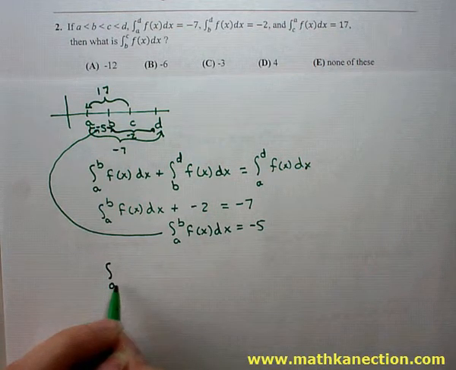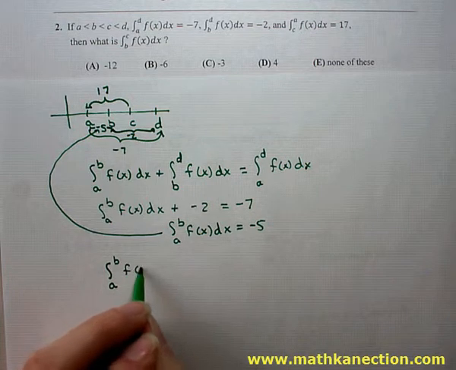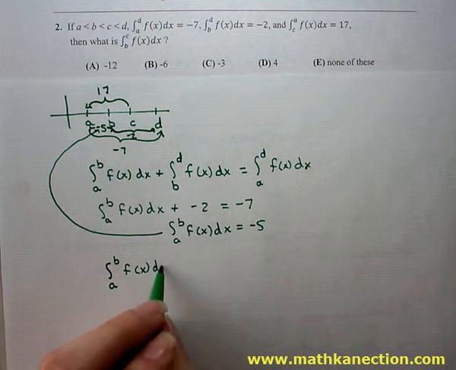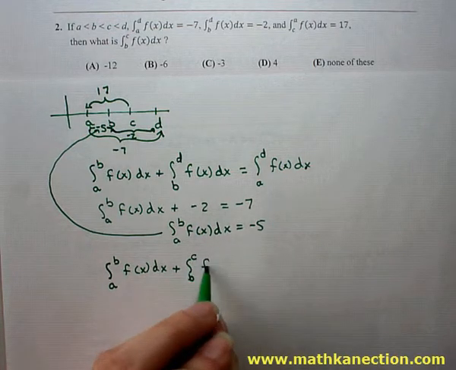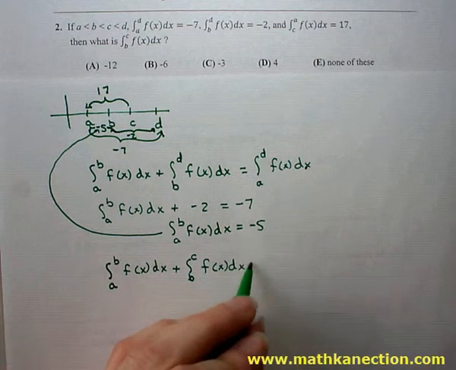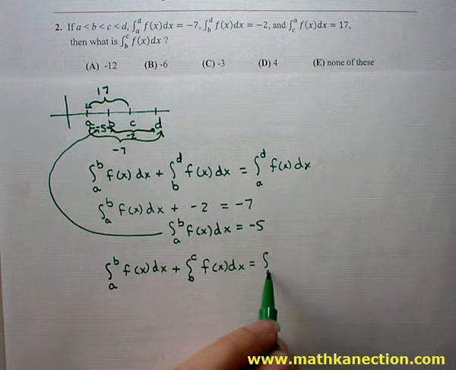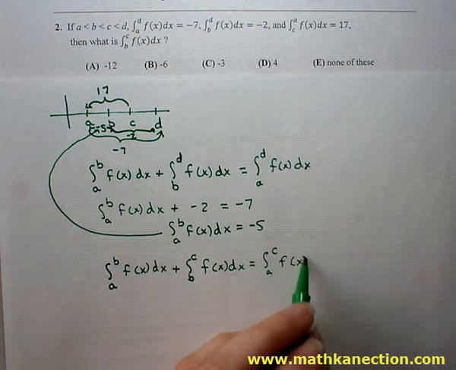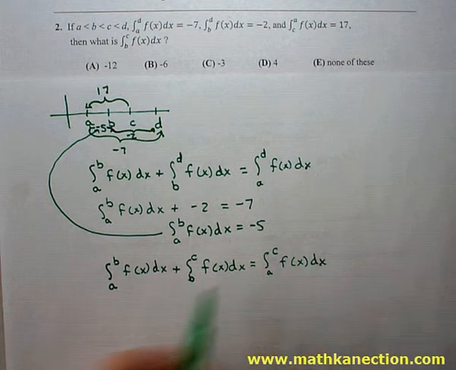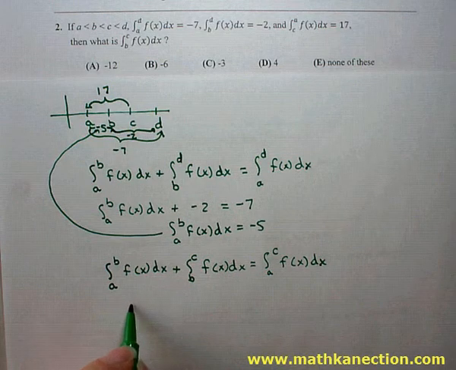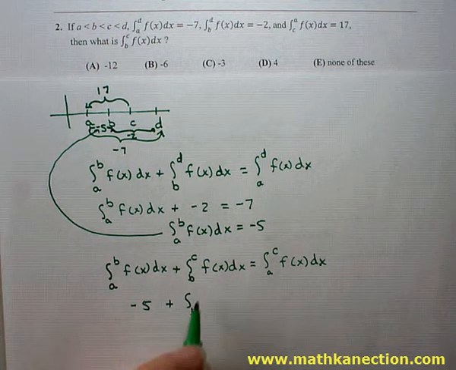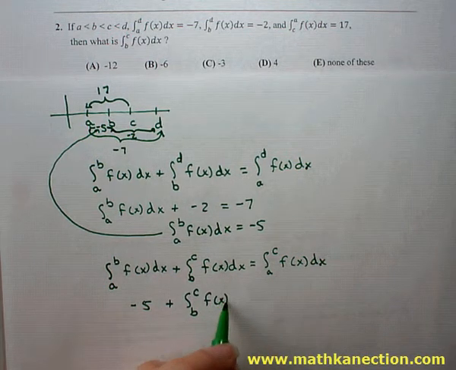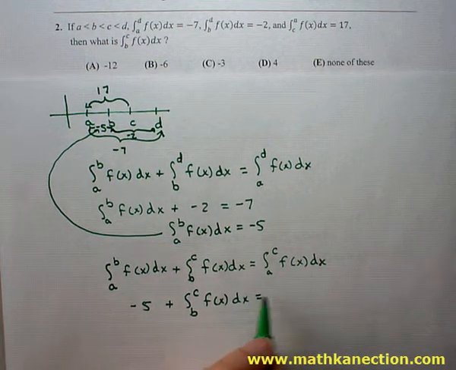And now to calculate the integral from b to c, the integral from a to b of f of x dx plus the integral from b to c of f of x dx is going to equal the integral from a to c of f of x dx. The integral from a to b was -5. The integral from b to c we don't know, so that integral is what we're looking for, the integral from b to c of f of x dx.